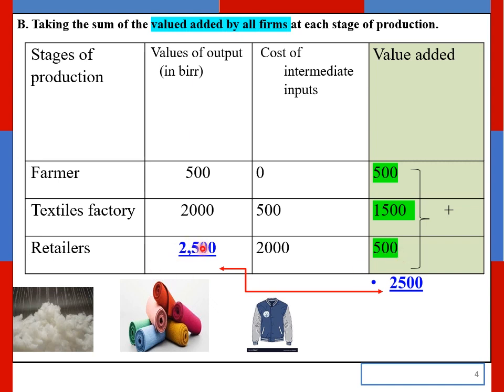In order to calculate the GDP, we should not include the summation of all those sales numbers, only the final product, the jacket, sold to the consumer or the customer. Or we should add those numbers as value added at each stage of production: 500 plus 1500 plus 500 is equal to 2500. Either we take this one or this one. This is what is meant by the value added approach.